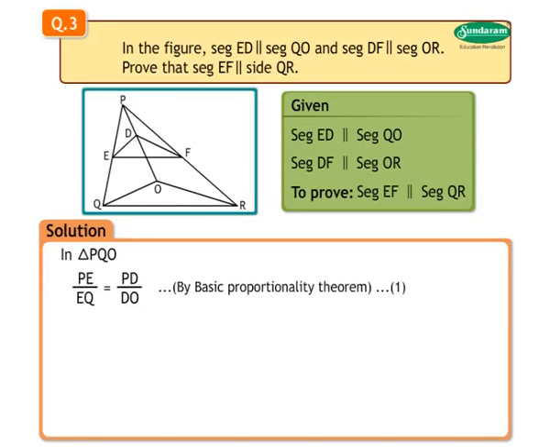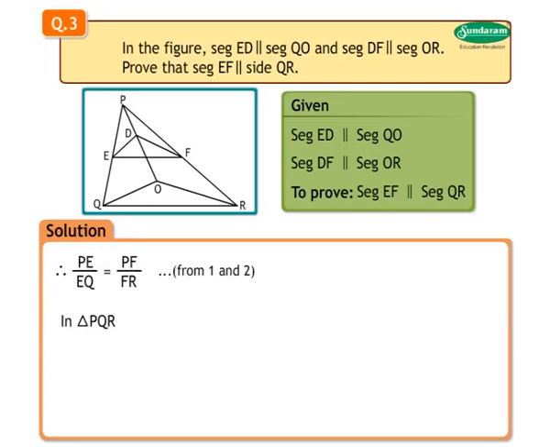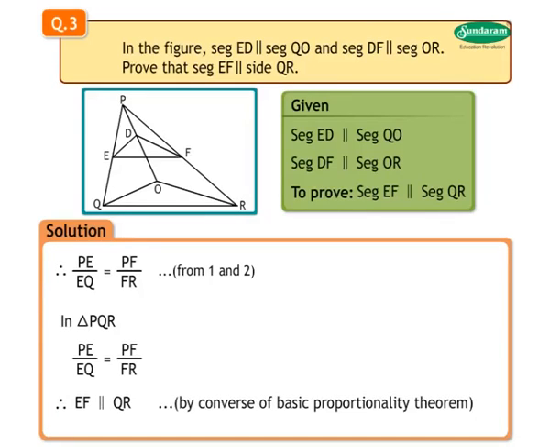Let us mark this statement as 1. In triangle POR, by basic proportionality theorem, we get PF upon FR is equal to PD upon DO. Let us mark this statement as 2. Therefore, from statements 1 and 2, we get PE upon EQ is equal to PF upon FR. Thus, in triangle PQR, PE upon EQ is equal to PF upon FR. Hence, segment EF is parallel to side QR by converse of basic proportionality theorem.